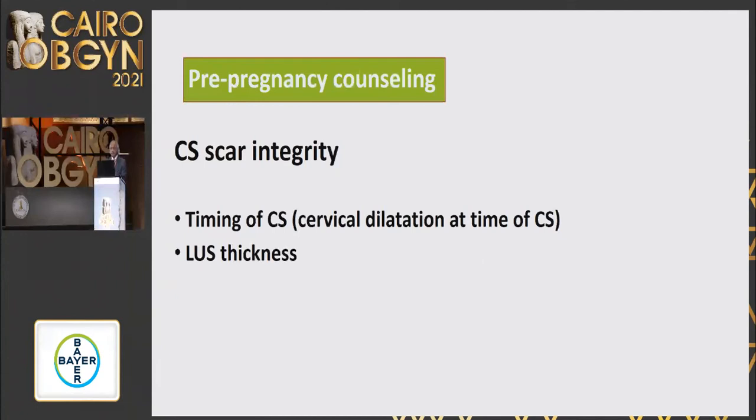We can give women information about maybe potentially whether their labor will be long or not based on the type of cesarean section they had before. Did they have a cesarean section as an emergency cesarean section? Did they labor, or did they have it elective? We also can tell them about maybe their potential risk of having problems with their placentation, how adherent the placenta would be.